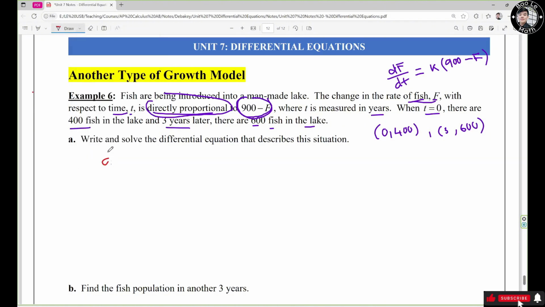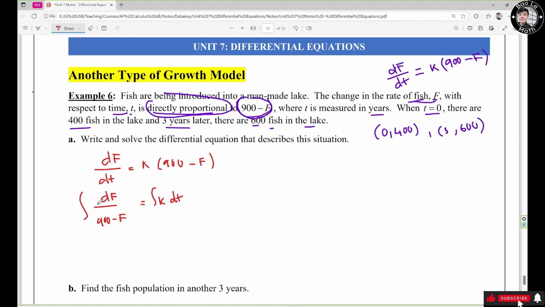So we have df over dt equals k times 900 minus f. Now you need to separate the variables first. So it's going to be df divided by 900 minus f, and then multiply both sides by dt, which gives k dt. Then you're going to take the anti-derivative of both sides, so it will be like this.